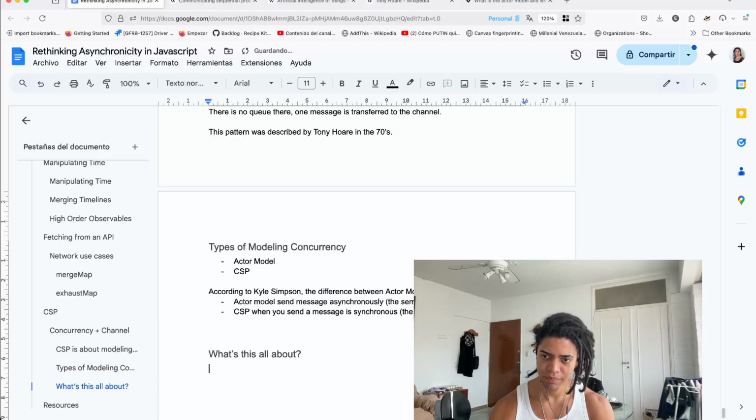It's about modeling your application with lots of tiny independent pieces that we call processes.